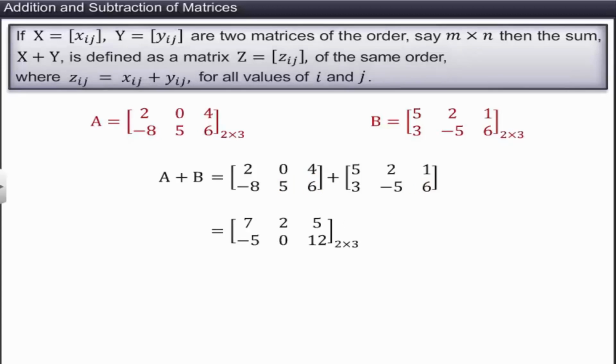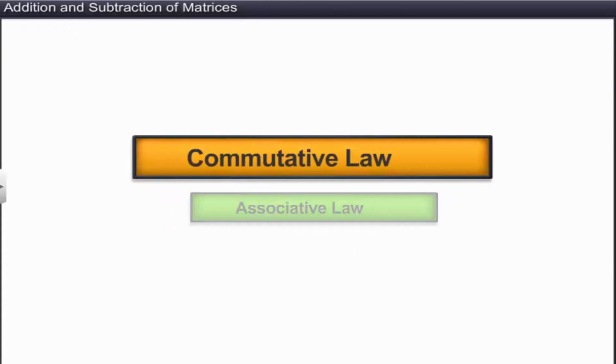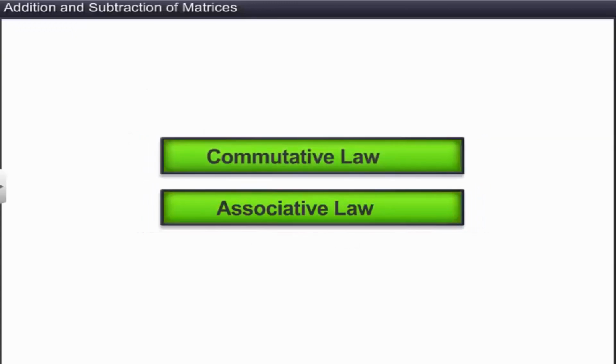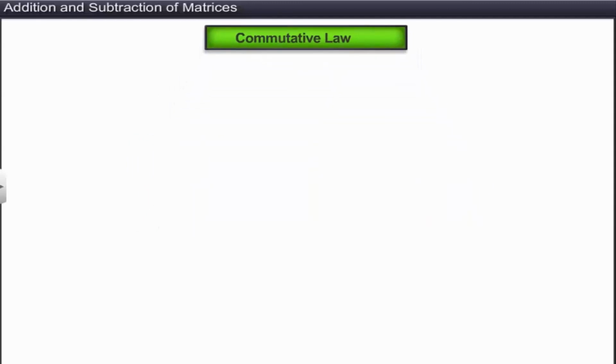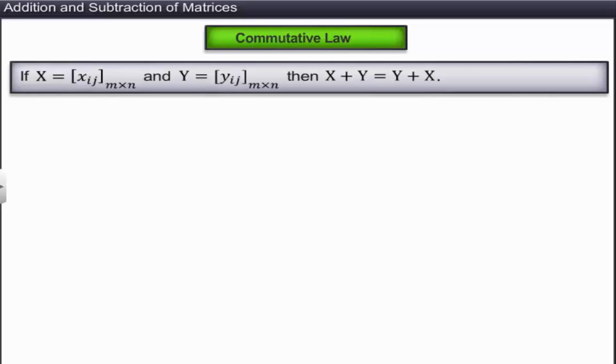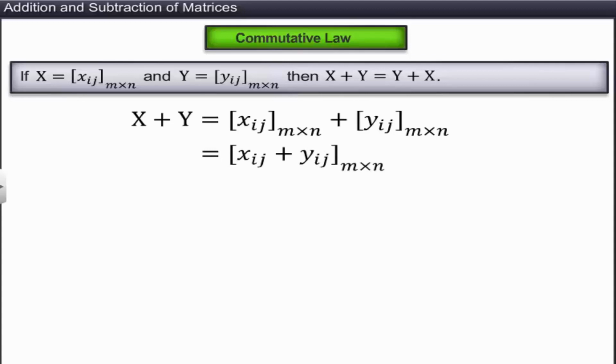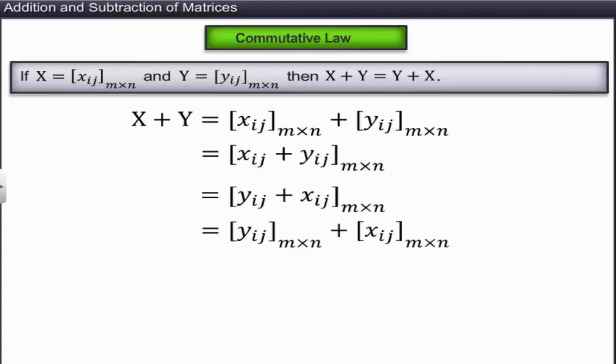The addition operation over matrices satisfies the commutative law and the associative law. First, we will look at the commutative law. If the matrices X and Y are of the same order, m by n, then X plus Y is equal to Y plus X. When we add the matrices X and Y, we actually add the corresponding elements of the two matrices. We know that the addition of numbers satisfies the commutative property. Therefore, the sum of the elements can be written as shown, which in turn is equivalent to Y plus X.